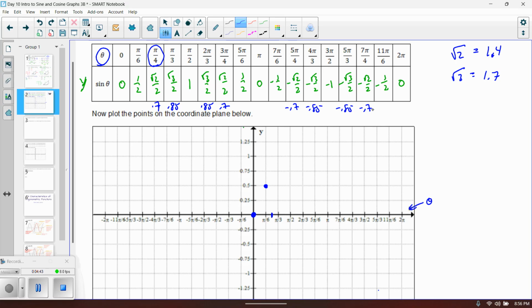All the rest of them don't really need decimals. Again, because 1/2, well, we know that's 0.5. So the rest of these should be pretty easy. All right, so let's go ahead and finish graphing that first quadrant.